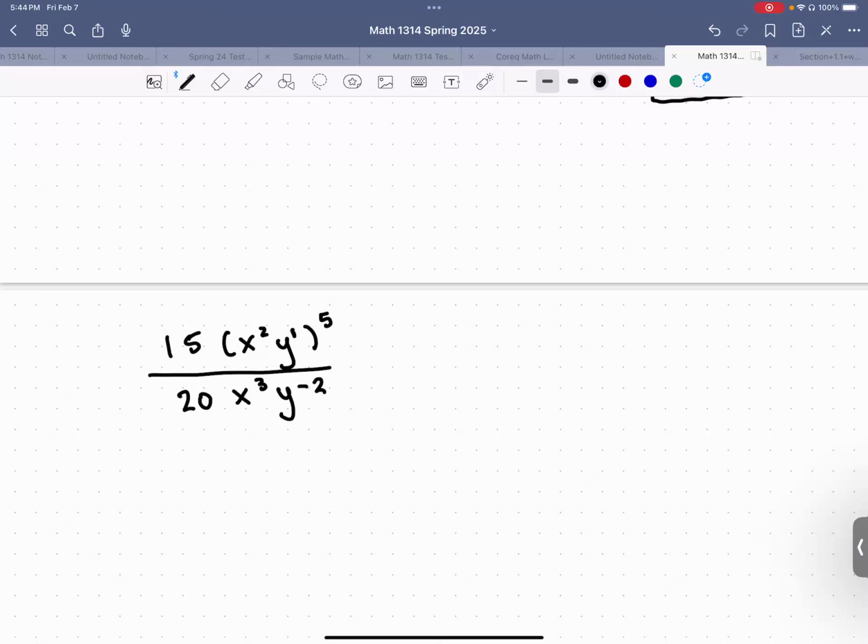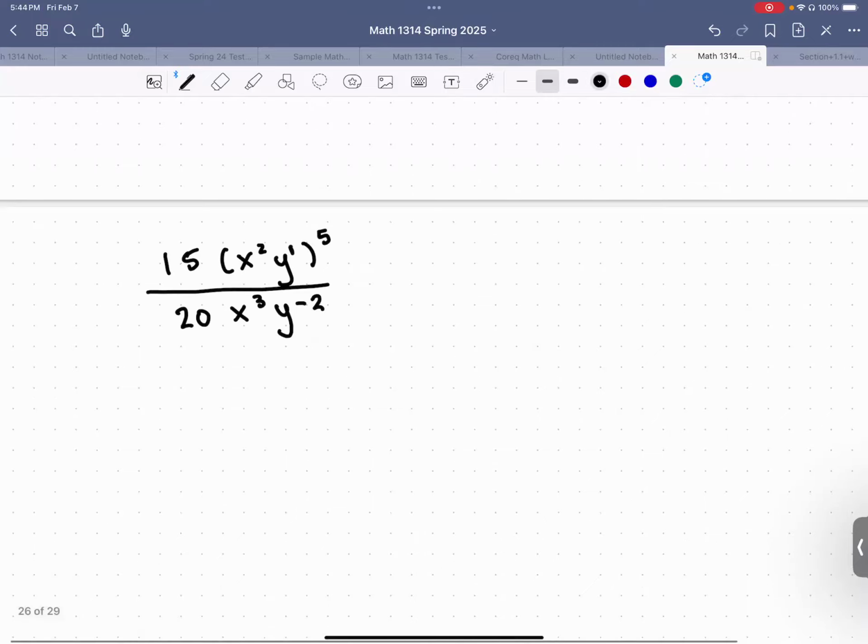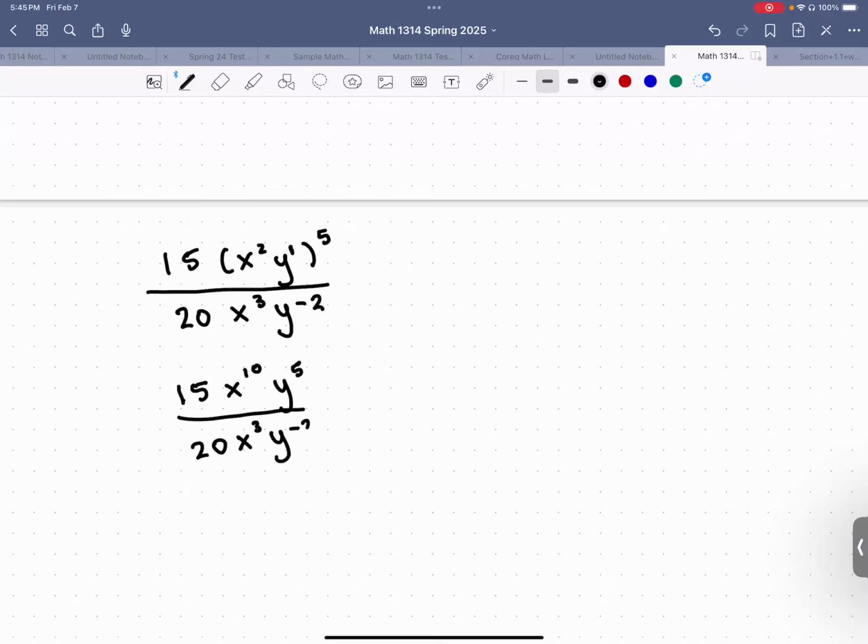Again, that y does not have an exponent. It does have an implied exponent of 1. So when I distribute that 5 to both of those exponents, the 15 is not changing. It is not inside the parentheses. That x will become to the 10th power because 2 times 5 gives us 10. That y will become to the 5th power because 1 times 5 gives us 5. We have that over 20, x to the third, y to the negative 2.